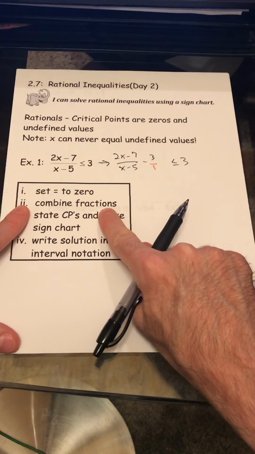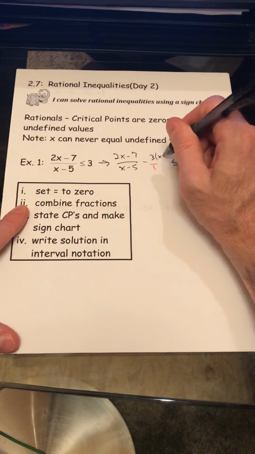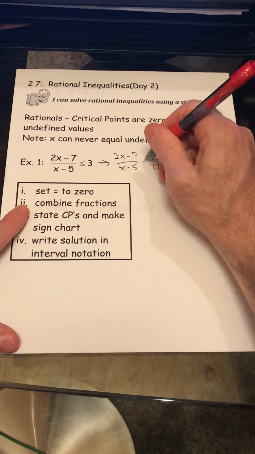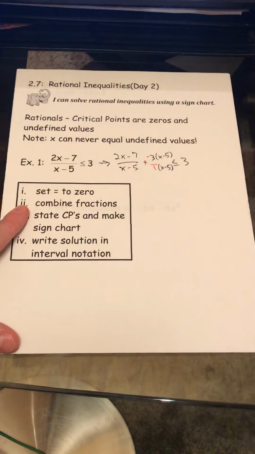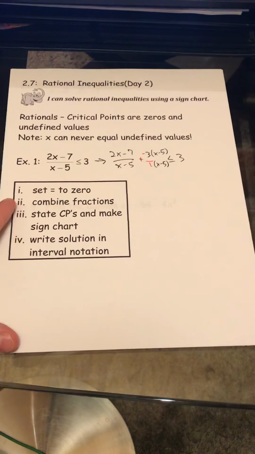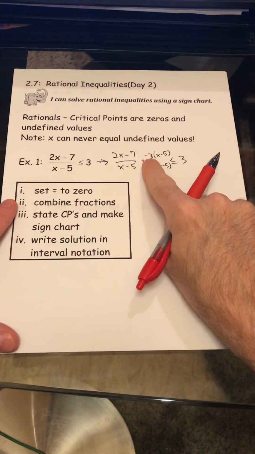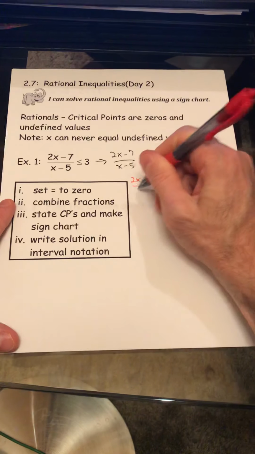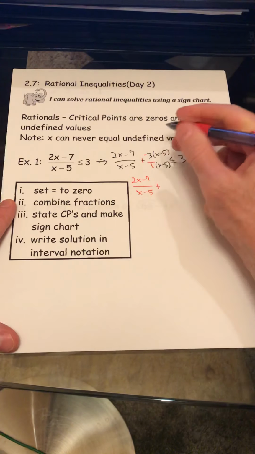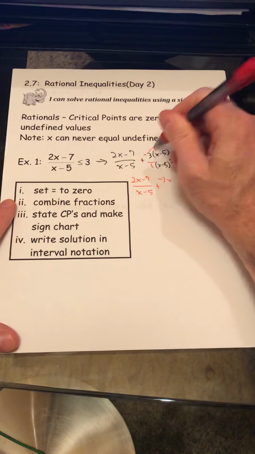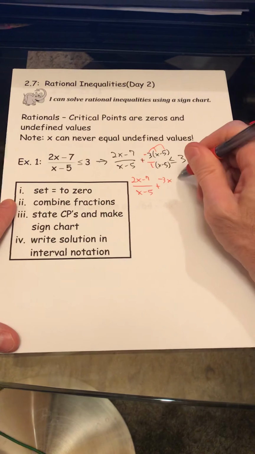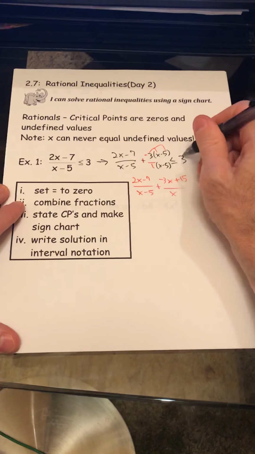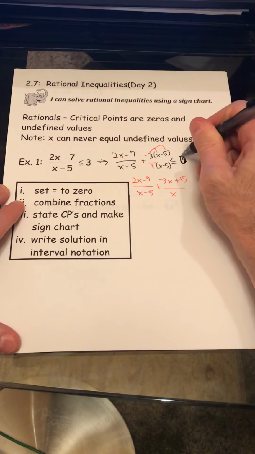Well, in order to combine those fractions, we are going to need a common denominator. The next thing I'm going to also recommend, kind of going back to something we did in solving rationals way back in Chapter P, I am also going to recommend making that plus a negative. So 2x minus 7 over x minus 5 plus, when we distribute, negative 3x plus 15 over x minus 5, and that should be less than or equal to 0.